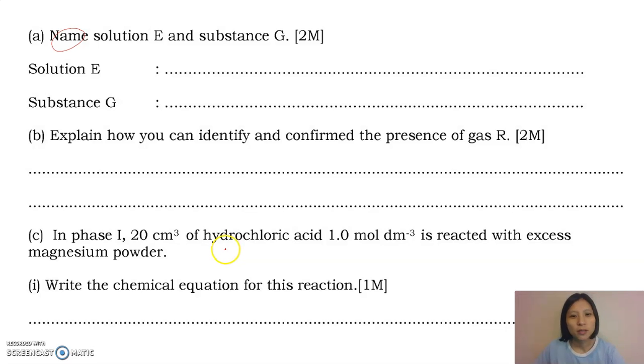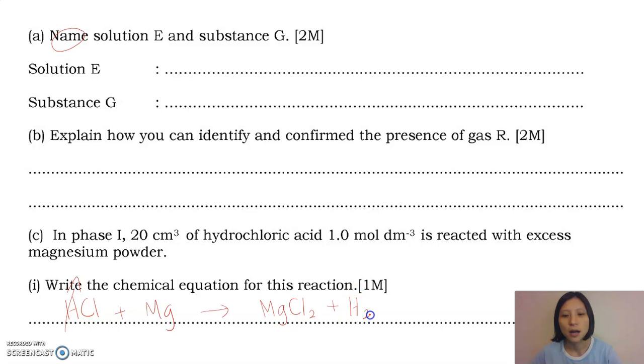In phase 1, hydrochloric acid is reacted with magnesium powder. Let's write the chemical equation. So hydrochloric acid is reacted with magnesium powder. As I said earlier, magnesium is more electropositive than hydrogen in the electrochemical series. Therefore, magnesium will displace the H. Displace means kick the H out basically, just kick it out. So H comes out as hydrogen gas.